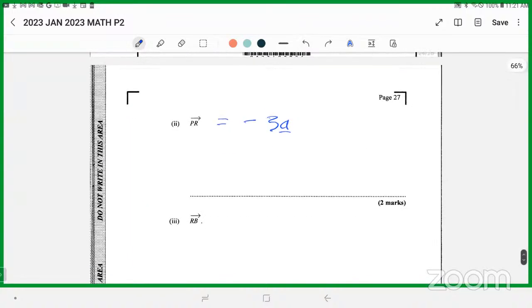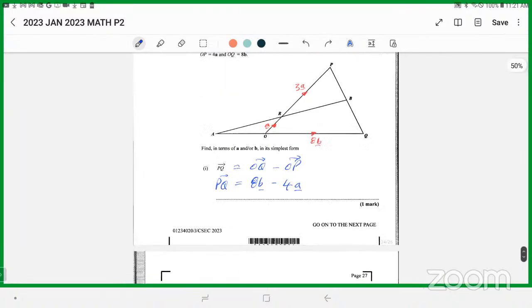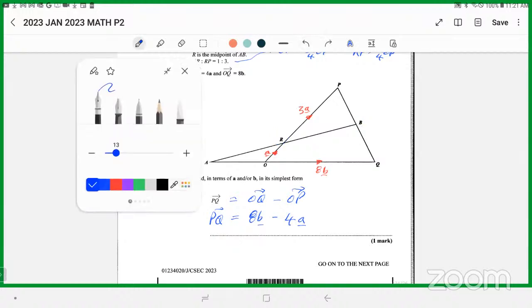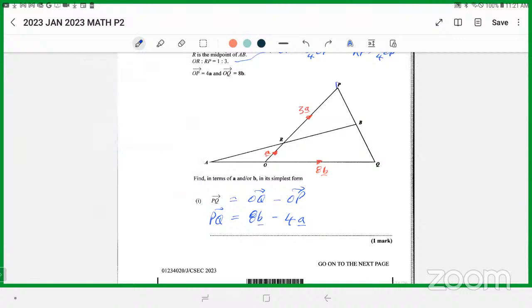Then I want the vector RB. RB next, right? Right here, RB. So let's go. How do we go from R to B? Somebody tell me now. How do you go from R to B? Want RB? Tell me. What would you use to go from R to B? Anybody? I tend to want to use a vector that you already know. Remember, we just calculated this, or just calculated that. And now they're asking us to go from R to B. Anybody can tell me?